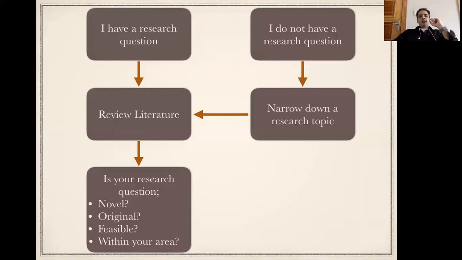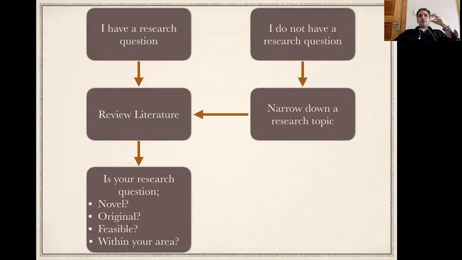From consultation with the literature review regarding your question, you have to answer these questions. Is your research question novel? Is it unique? Is it different? Is it something which has not been done before? Is it significant? Is it original? Is it practical? Is it feasible? Is it staying within your subject area?